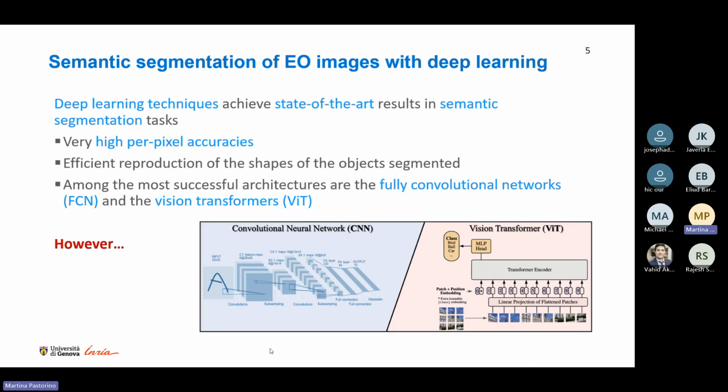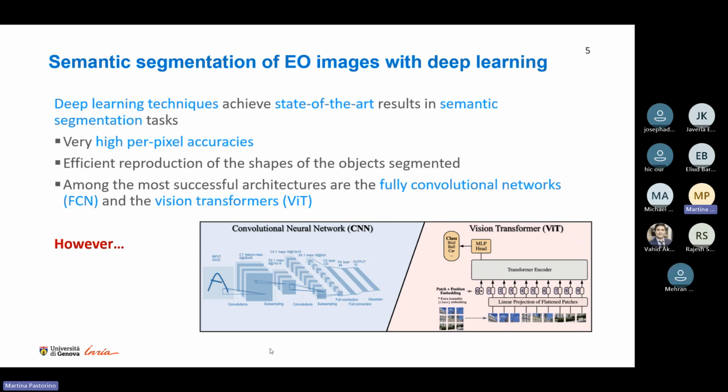And as you all very well know as well, deep learning techniques are currently state-of-the-art for semantic segmentation tasks. They achieve very high per pixel accuracies, and they can also efficiently reproduce the shapes of the objects segmented. And among the most successful architectures, we have mainly CNN-based, convolutional neural network-based architectures, for example, fully convolutional networks, and vision transformers. However, despite the success of these deep learning models, we still have several challenges, especially in the context of remote sensing.